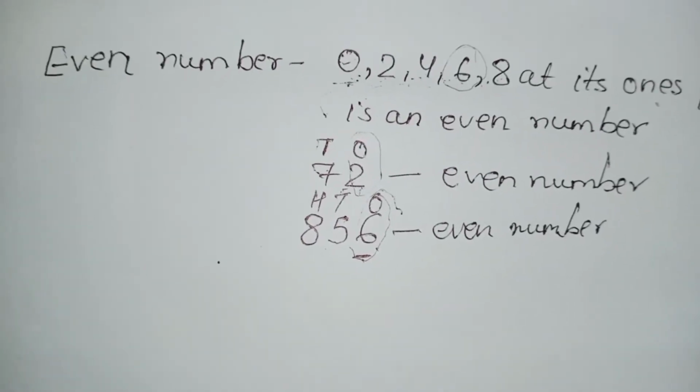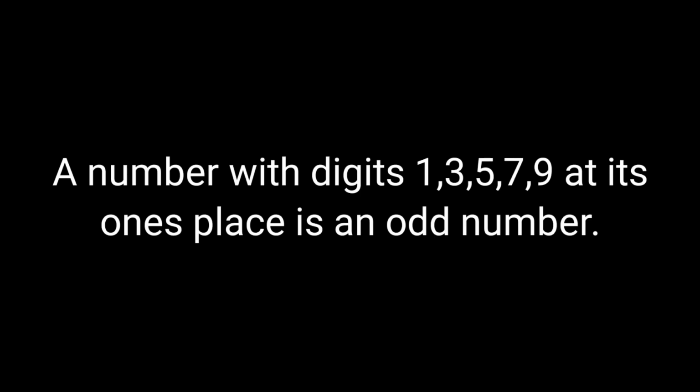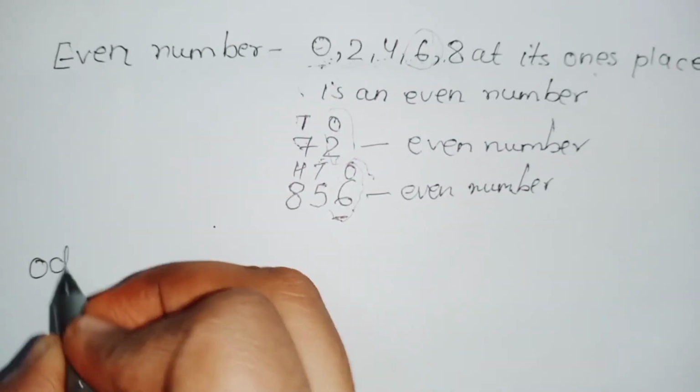Now what is an odd number? A number with digits 1, 3, 5, 7, 9 at its ones place is an odd number. So what is an odd number?